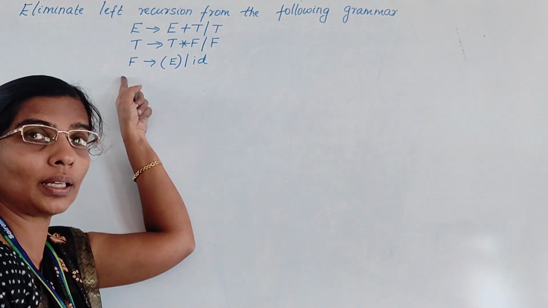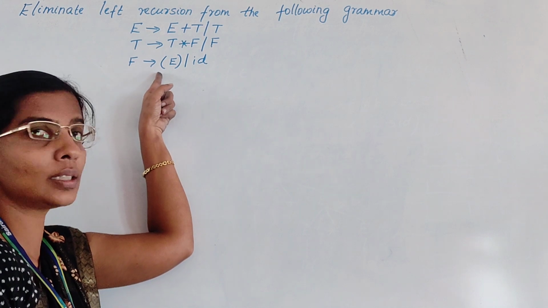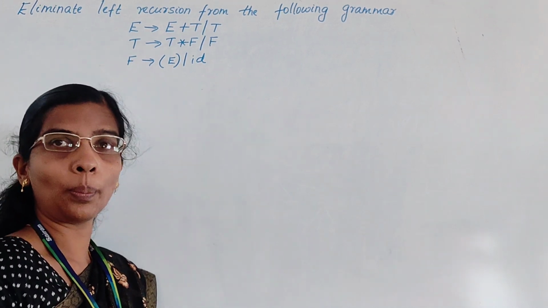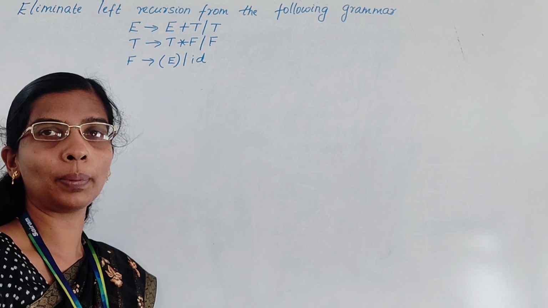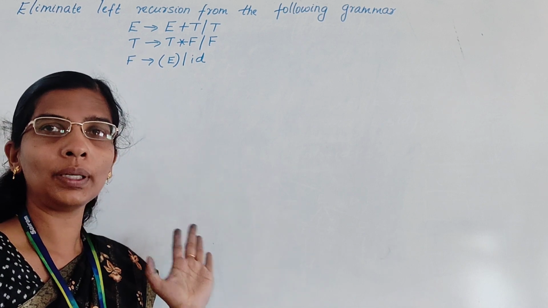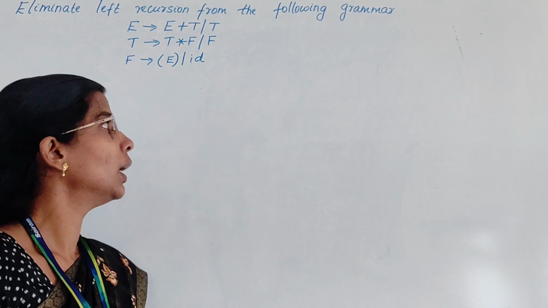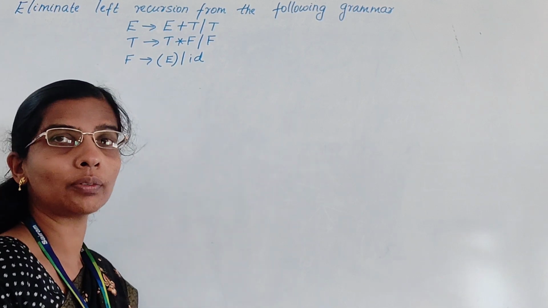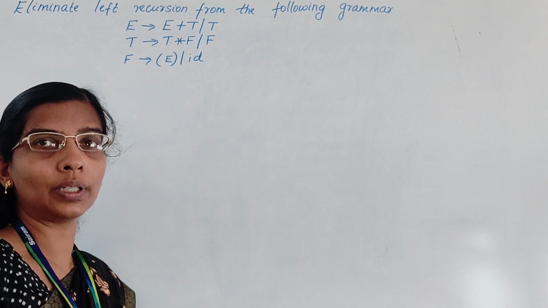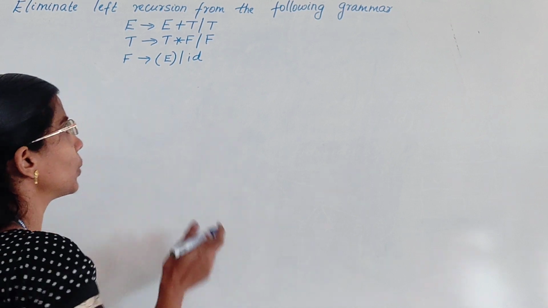F is the variable in the LHS, but in the RHS the first symbol is an open parenthesis. So the third grammar is not a left recursive grammar. So for the first two, I have to remove the left recursion. Hope you remember the formula.